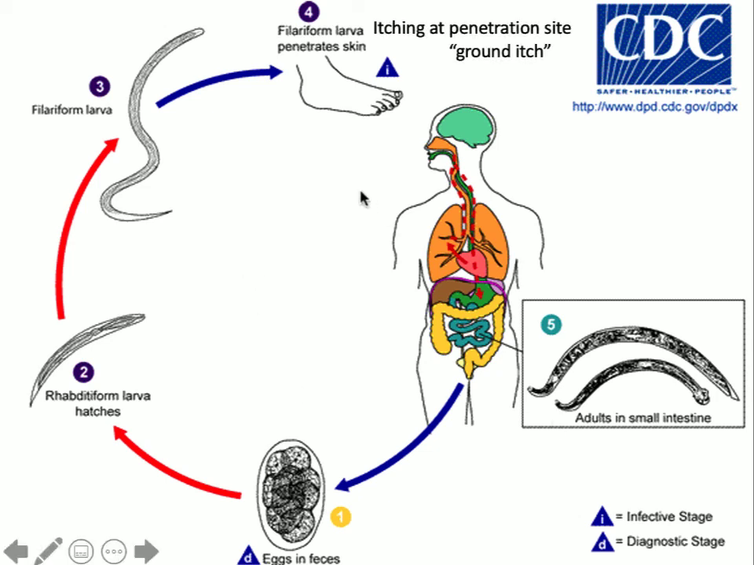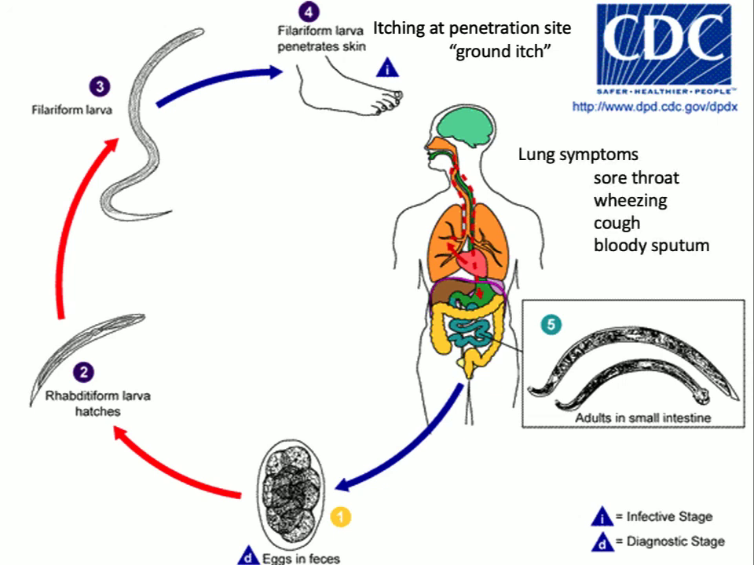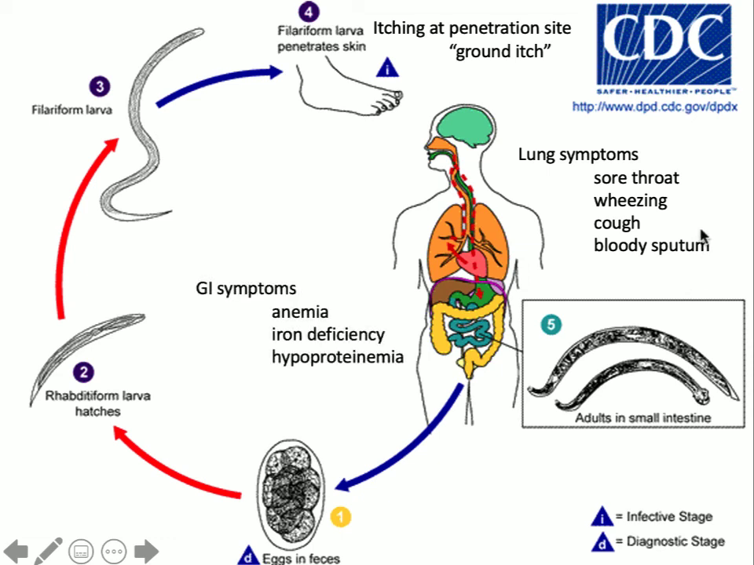Now, where they penetrate the skin, you will get something called ground itch. And ground itch is just the itchy feeling, essentially the allergic reaction that happens when the worms penetrate the skin. And as I said, you can see some of those lung symptoms: sore throat, wheezing, cough, bloody sputum. It's a very unusual life cycle. And GI symptoms.